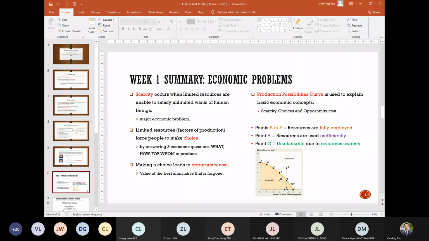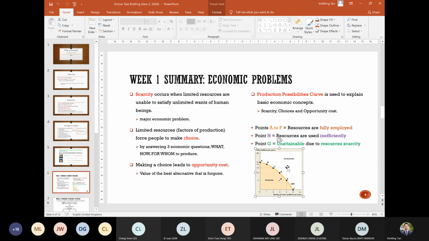For this PPF or PPC, we only assume that a country or nation only produces two goods, two products only. So for this diagram, it is assumed that a nation can only produce CDs and bottled water. It depends on the question, but this diagram only shows two products that can be produced by a nation, which are CDs and bottled water.